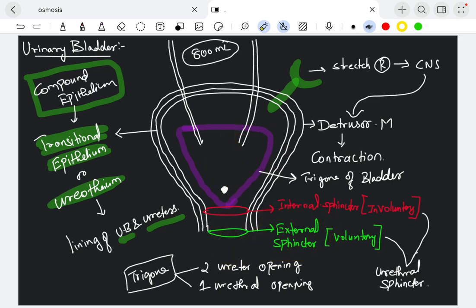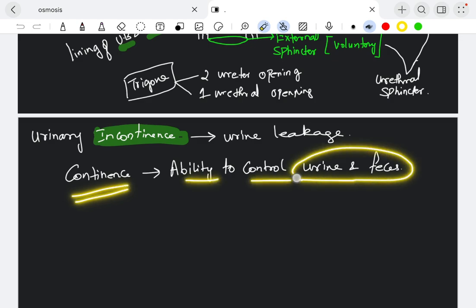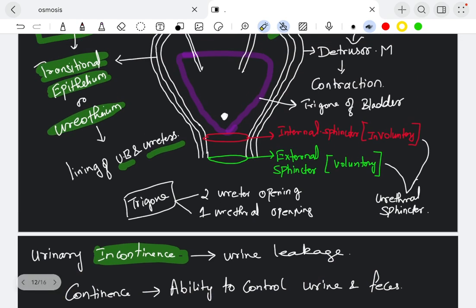elderly patients. That leakage of urine is called urinary incontinence. Urinary incontinence means urine leakage, usually happening in elderly patients. Continence means the ability to control urine and feces. That is continence. Thank you.